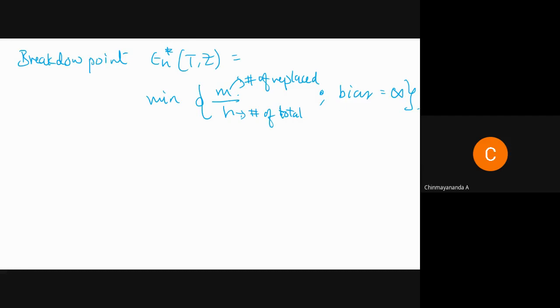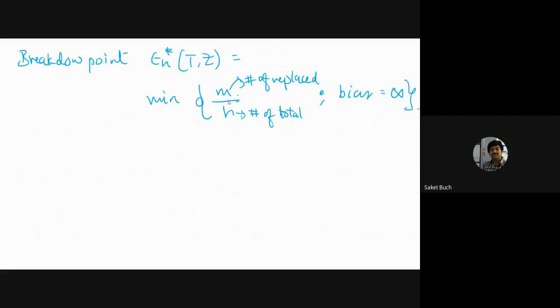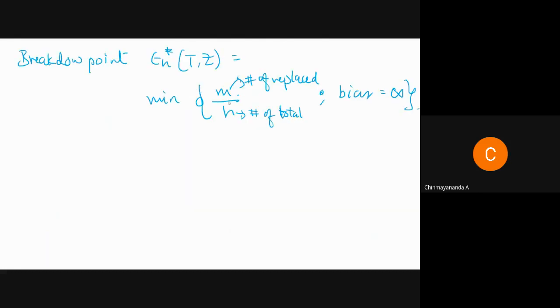So it is the minimum value of this ratio. It is like the minimum ratio or percentage of the total data points that is required for the bias to become infinity. So this is known as the breakdown point, a finite sample version. This is clear? When you say corrupted, they are corrupted by replacing, and the replacement value is infinity, right? No. You can replace them by any data points. Be careful.